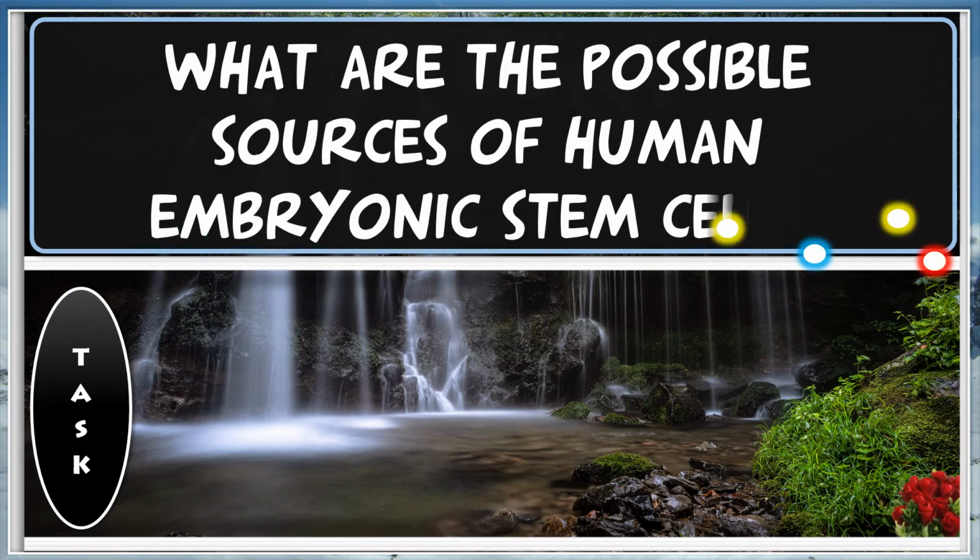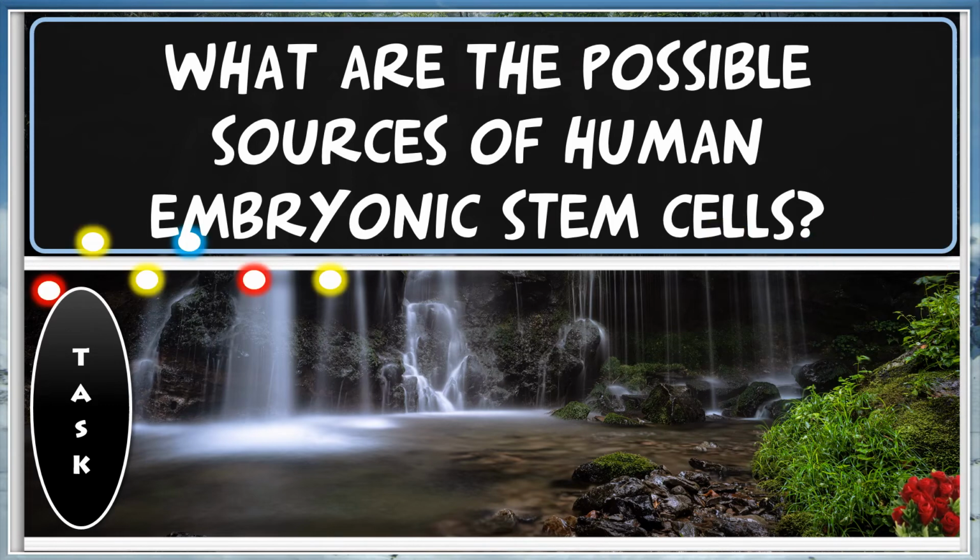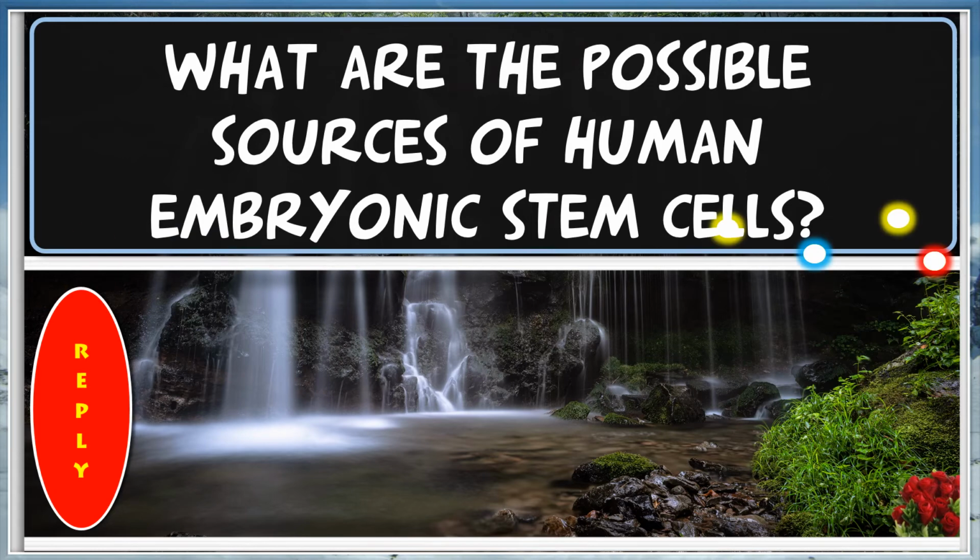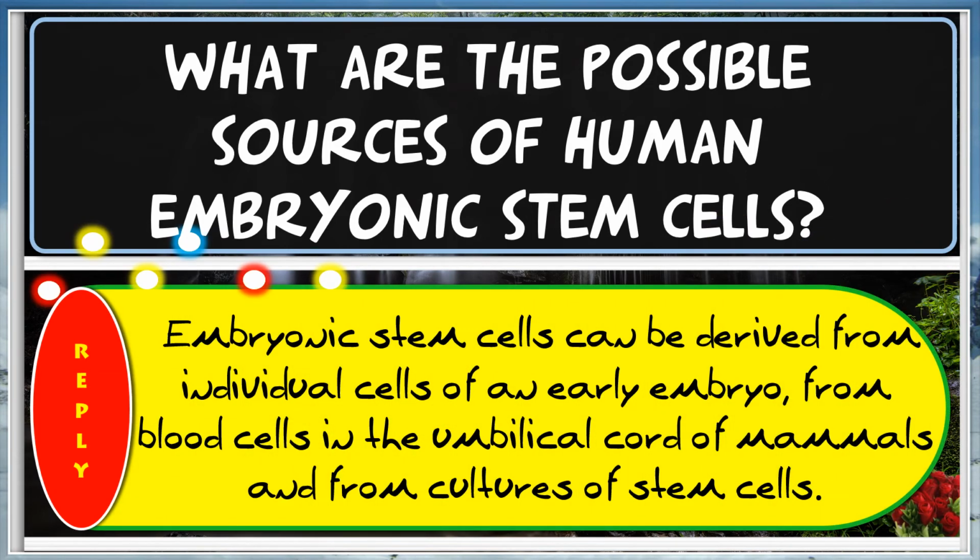What are the possible sources of human embryonic stem cells? Embryonic stem cells can be derived from individual cells of an early embryo, from blood cells in the umbilical cord of mammals, and from culture of stem cells.